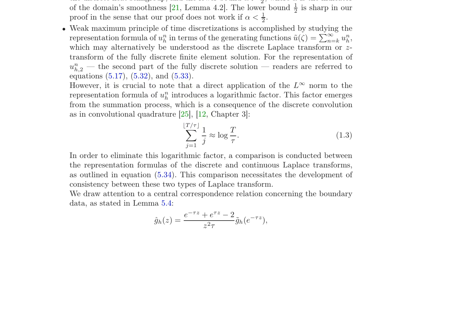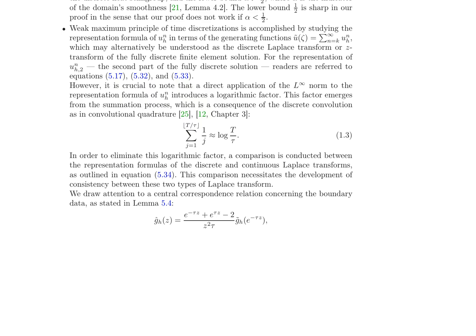However, a direct application of the L infinity norm to the representation formula of UN introduces a logarithmic factor, which emerges from the summation process. To eliminate this logarithmic factor, the authors compare the representation formulas of the discrete and continuous Laplace transforms, necessitating the development of consistency between these two types of Laplace transform.